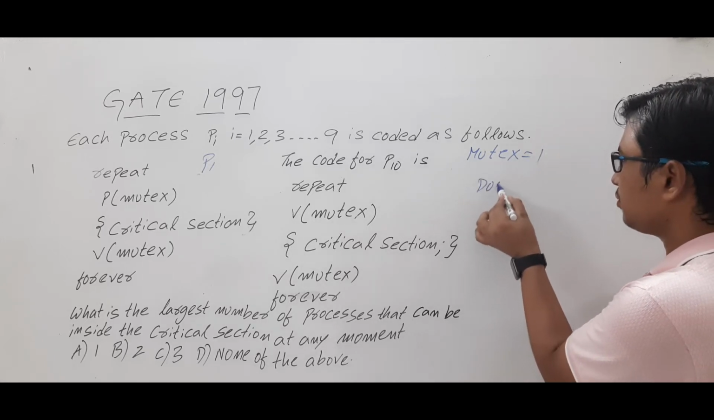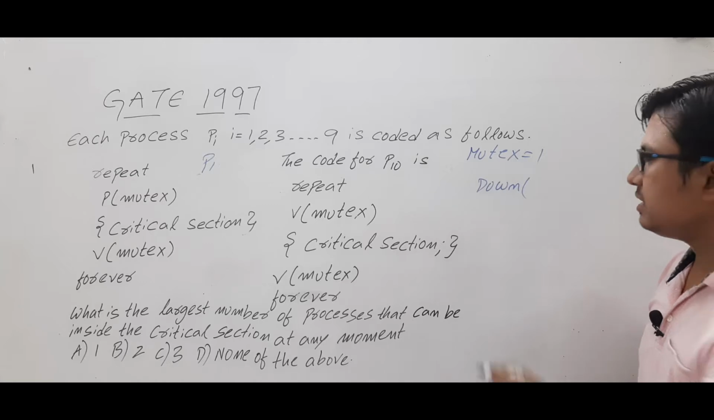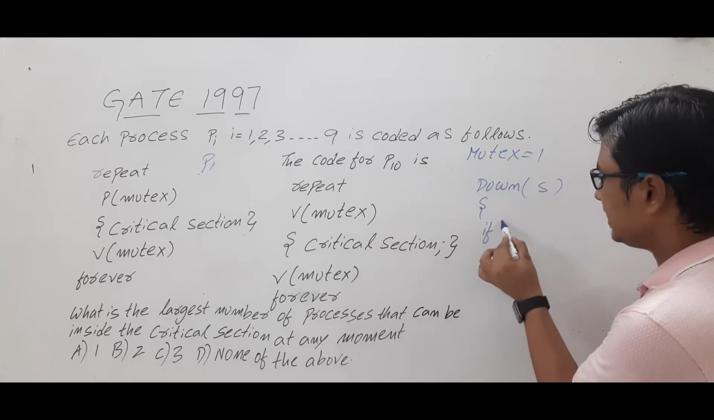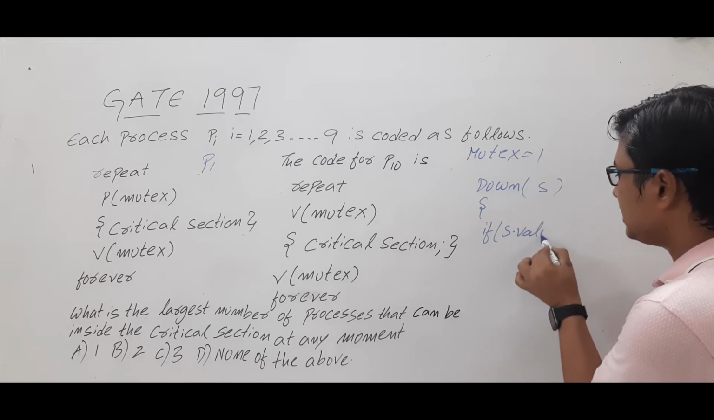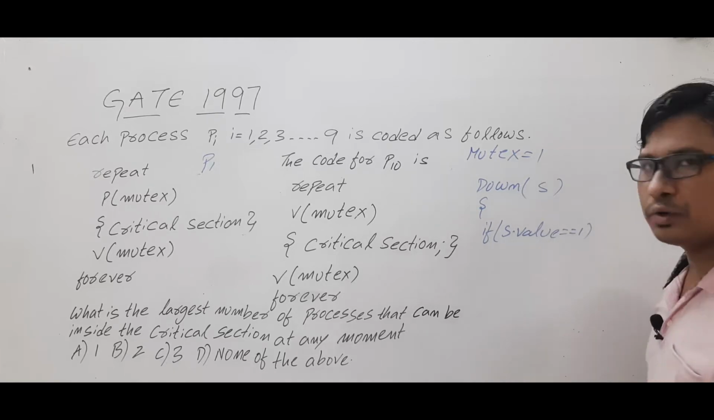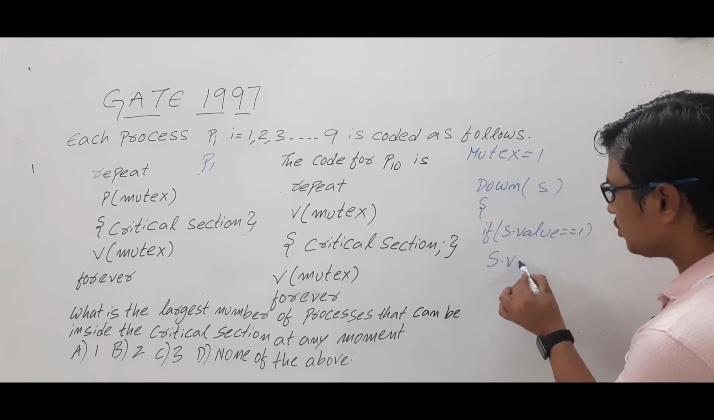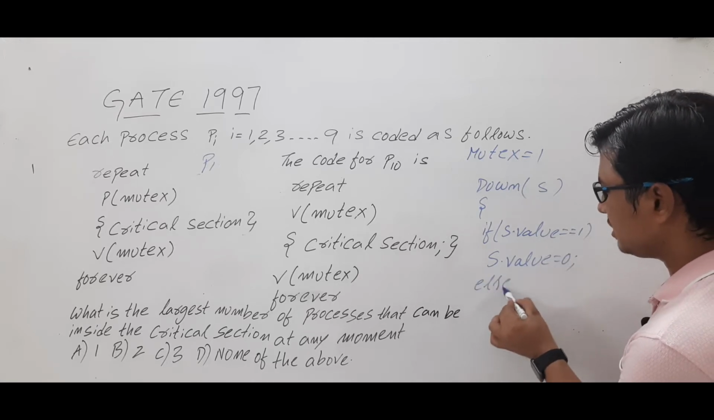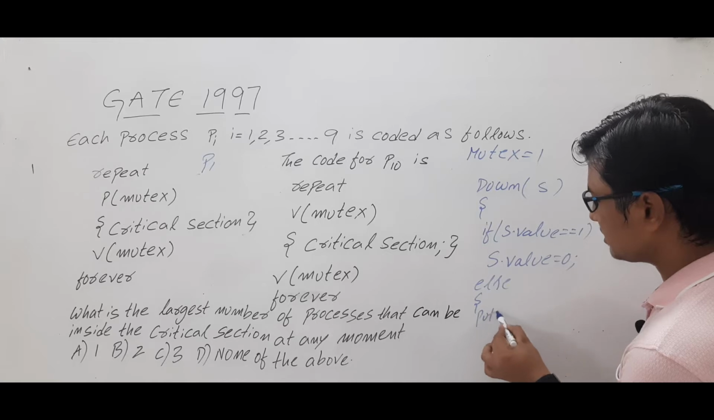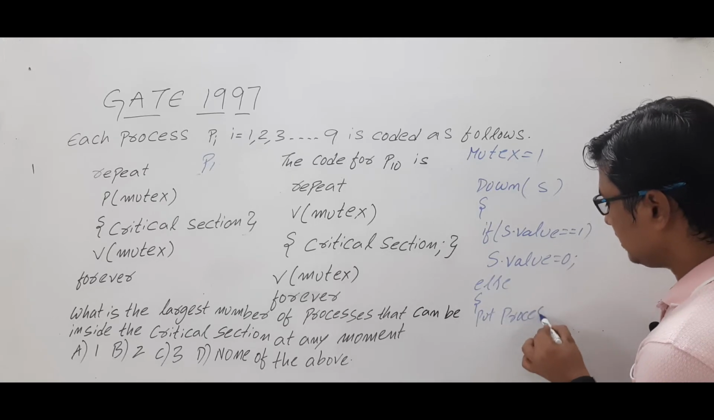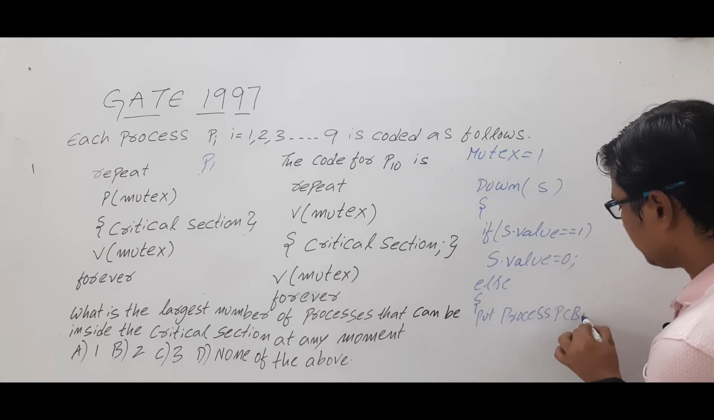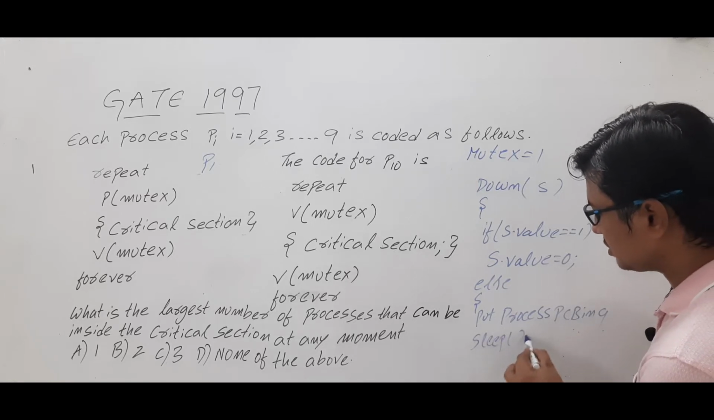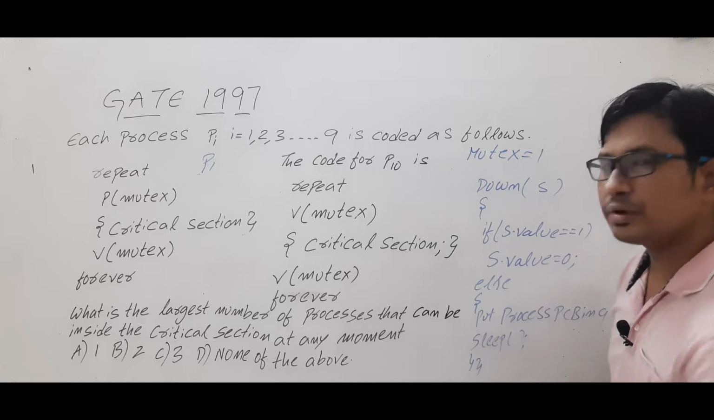Let me write the code for you. Down(semaphore S): if S.value is equal to 1, we will keep S.value equal to 0. Else, put the process PCB in the queue, and sleep. Am I right or wrong? This is the code for the down operation.